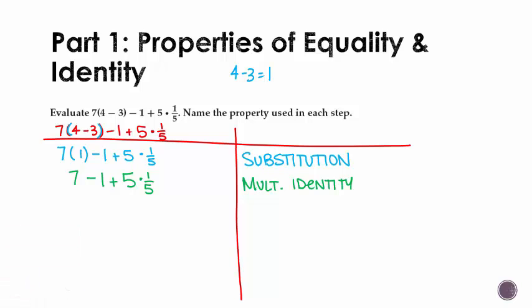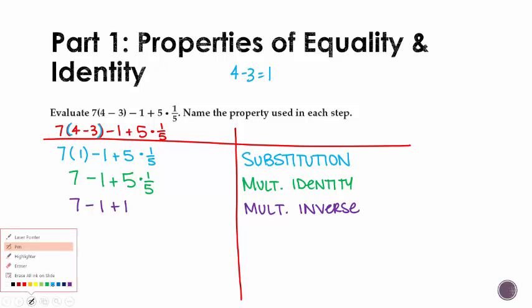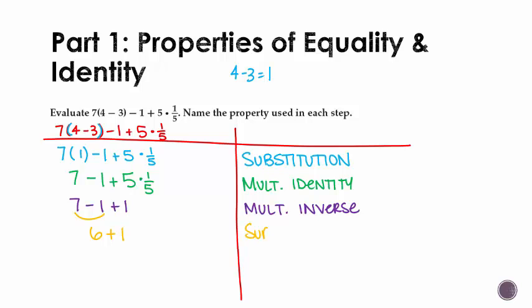So now I still have more multiplication down here, and 5 times 1/5 is just 1, and that's because of the multiplicative inverse. And that says a number times its reciprocal is 1. And then we got to do some simplifying here, so we're going to do something and substitute. 7 minus 1 is 6. And then the last one, 6 plus 1 is 7, and that's also substitution.